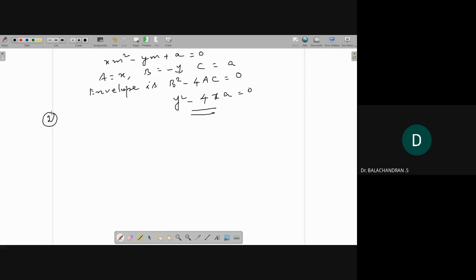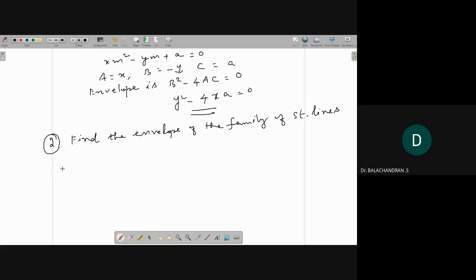The second problem: find the envelope of the family of straight lines y equal to mx plus or minus root of a square m square minus b square, where m is the parameter.